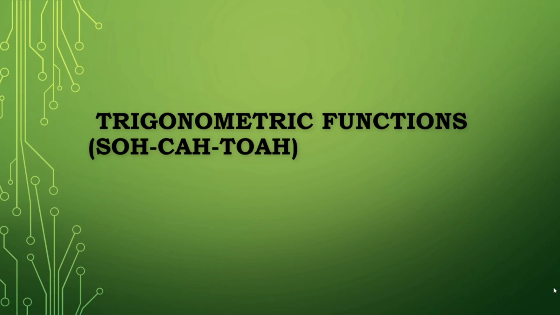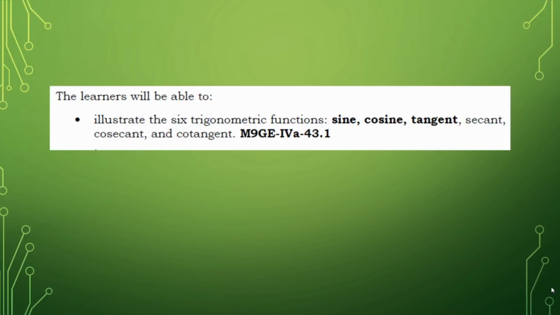Good morning. This is our topic for the fourth quarter, which is trigonometric functions, which involves SOHCAHTOA. At the end of these slides, the learners will be able to illustrate the six trigonometric functions: sine, cosine, tangent, secant, cosecant, and cotangent.